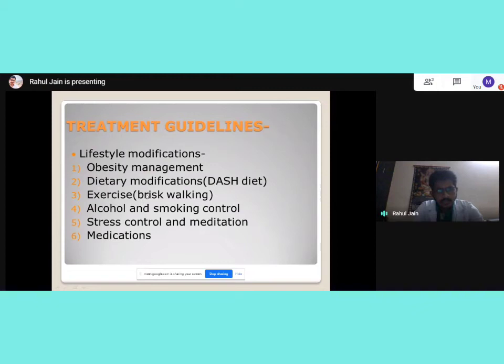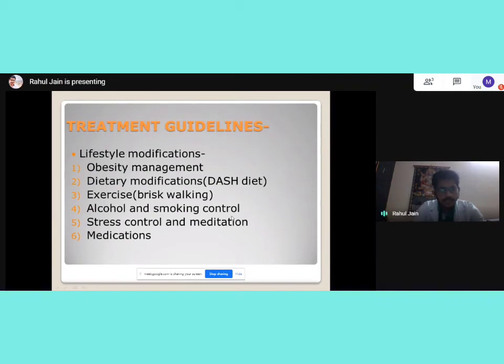Then the next point is exercise. Brisk walking is very important. We can advise anyone to go for 30-minute brisk walking at least 3 to 4 times a week. And then cutting down alcohol and smoking, because smoking increases carbon monoxide levels in the blood and also causes repeated catecholamine secretion, which helps in increasing BP. So we don't want that in hypertensives. Then stress control and meditation, even without disease, are very beneficial for everyone. They should be done regularly, and they'll also help to control psychogenic stress. So they will control the BP in that manner.